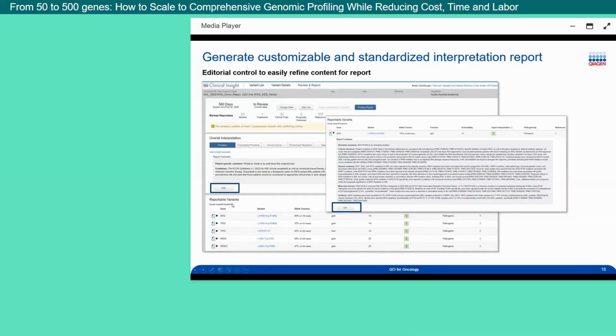And then for variants that are clinically and biologically relevant, you will see a highly structured interpretive comment with every sentence backed up by references. The user has editorial control to refine the content for the report, add or remove a piece of information, change wording, or otherwise revise the content. And these changes can be saved and will be easily accessible in the future.